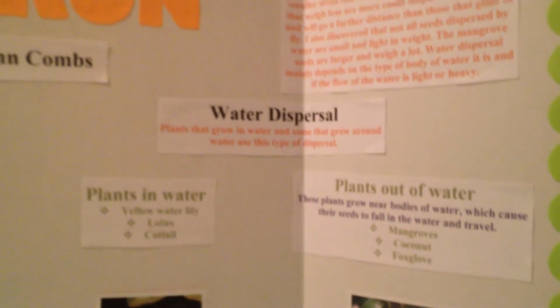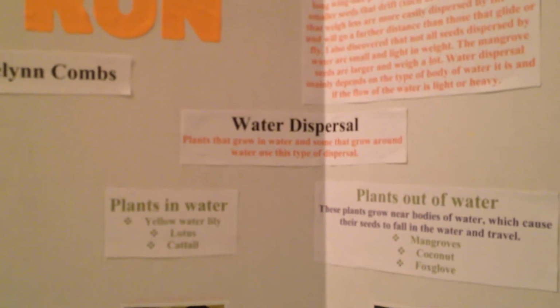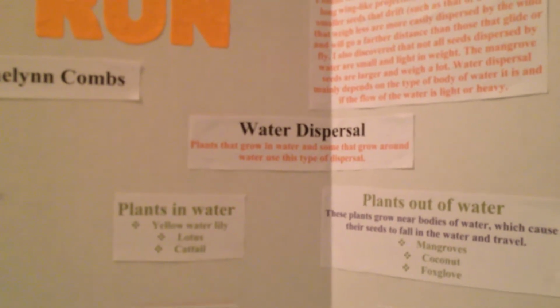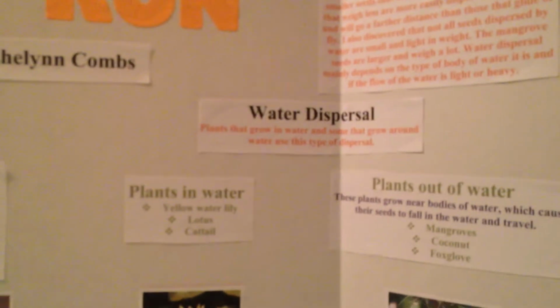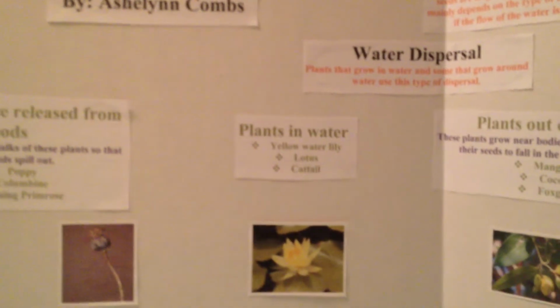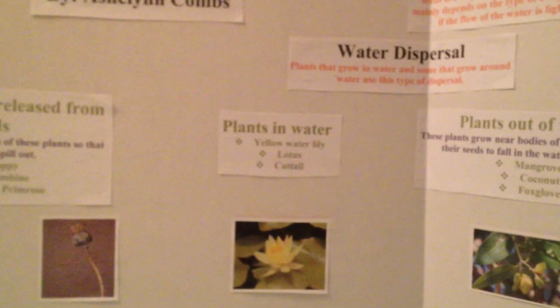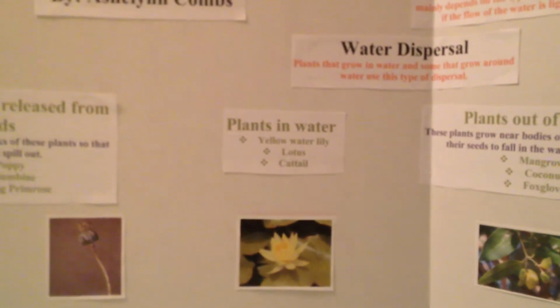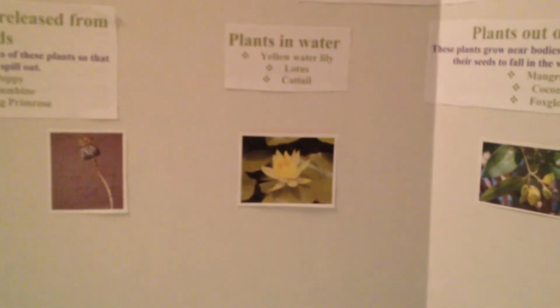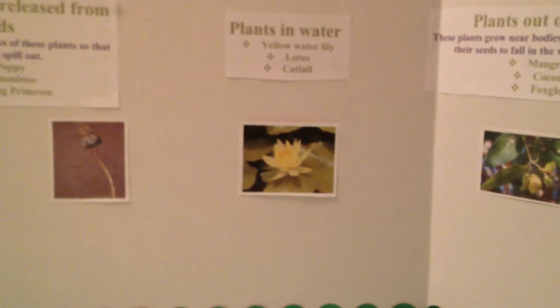The other type of dispersal is water dispersal. Plants that grow in water and some that grow around water use this type of dispersal. Plants that grow in water are yellow water lily, lotus, and cattail. This is a picture of a yellow water lily.